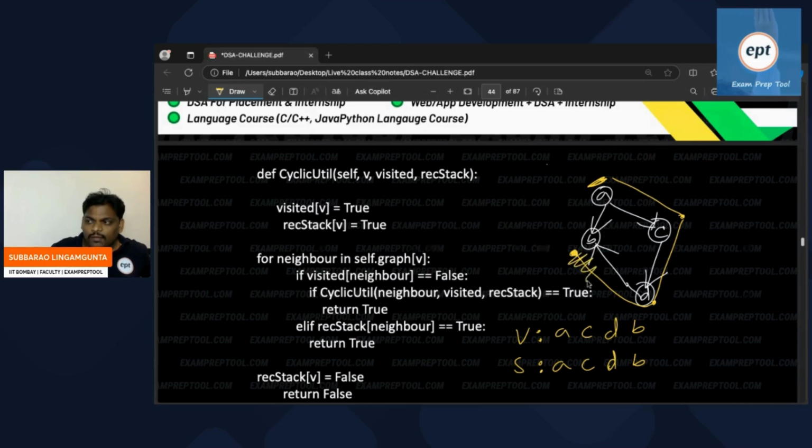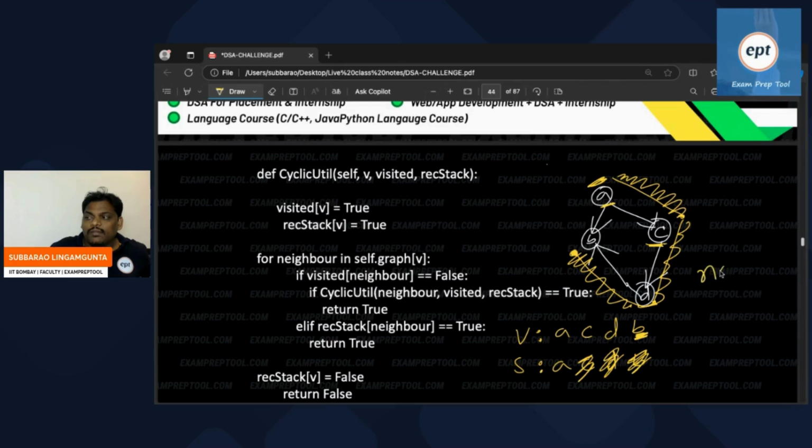So backtrack. B's adjacent is no one. Backtrack means pop. Now, D's adjacent is also no one. So backtrack. D is also popped. C's adjacent is also no one. Backtrack. So C is also popped out. Next one. A's adjacent: previously I went to C. Now I want to go to B. But B is already visited, but it is not there in the stack.